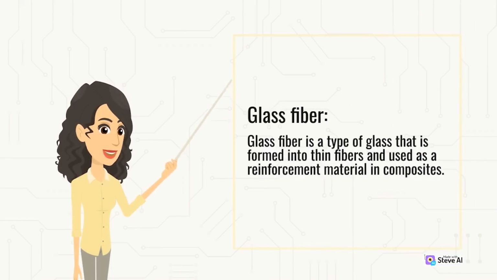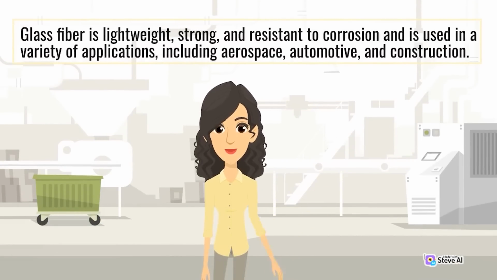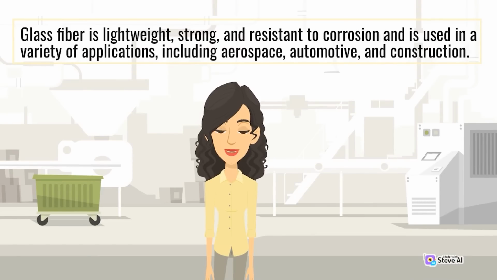Glass fiber. Glass fiber is a type of glass that is formed into thin fibers and used as a reinforcement material in composites. Glass fiber is lightweight, strong, and resistant to corrosion and is used in a variety of applications, including aerospace, automotive, and construction.